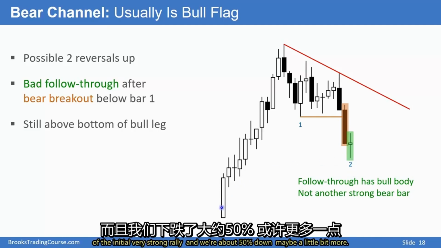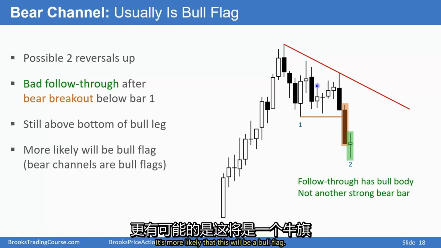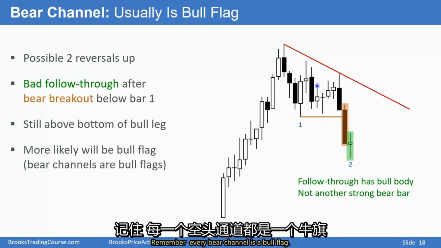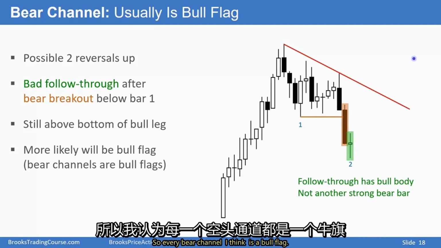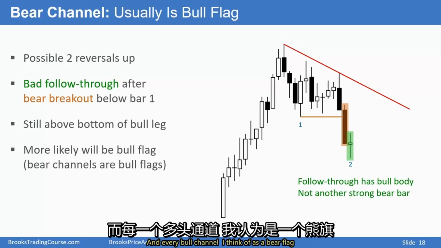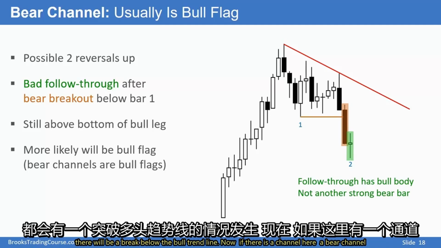Remember, we're still above the bottom of the initial very strong rally, and we're about 50% down, maybe a little bit more. So the odds still favor the bulls. It's more likely that this will be a bull flag. Remember, every bear channel is a bull flag. At least in my mind, I think of every bear channel as probably having a bull breakout. And every bull channel I think of as a bear flag, because 75% of the time there will be a break below the bull trend line.